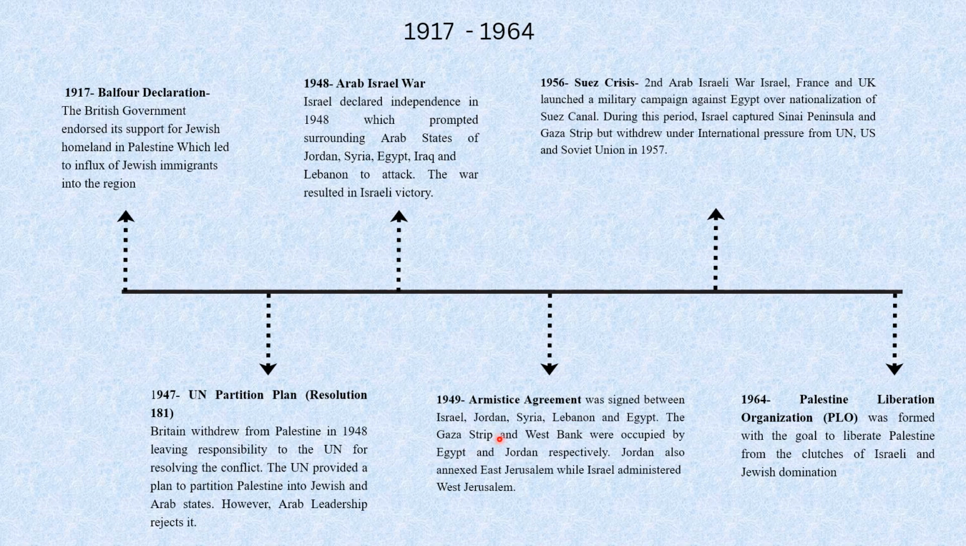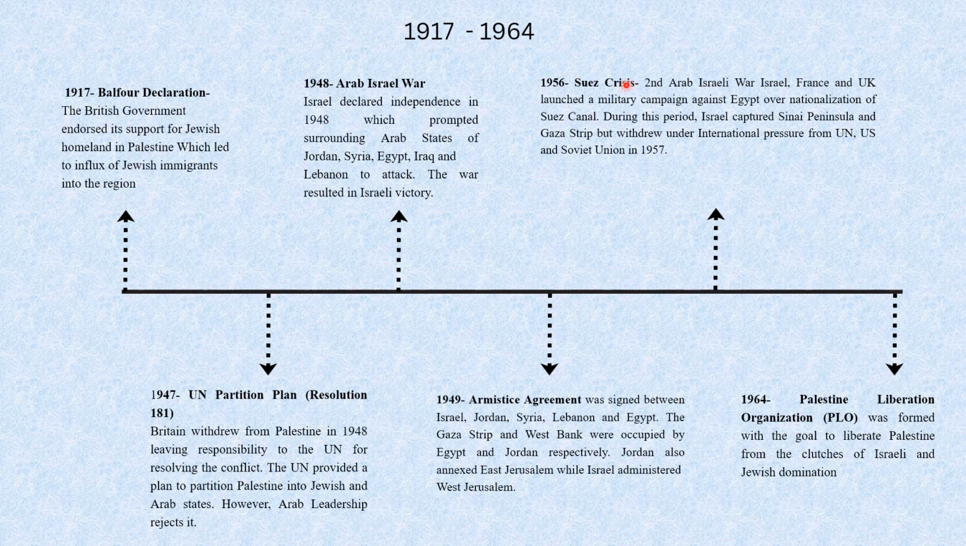Next comes the 1949 Armistice Agreement, which was signed between the Arab states and Israel. According to this agreement, the Gaza Strip and the West Bank, as we have studied earlier, were occupied by Egypt and Jordan respectively. Jordan also annexed East Jerusalem, while Israel administered West Jerusalem. Jerusalem is still a point of contention between Israel and Jordan.